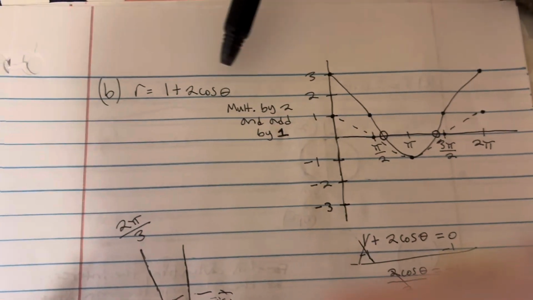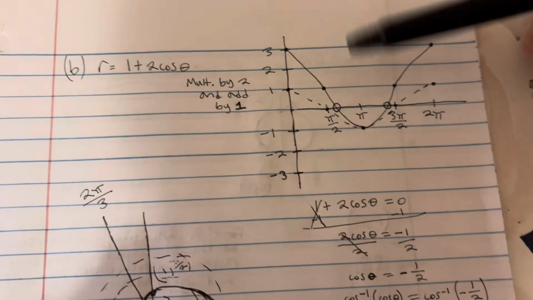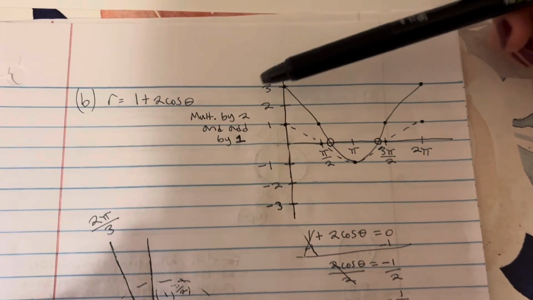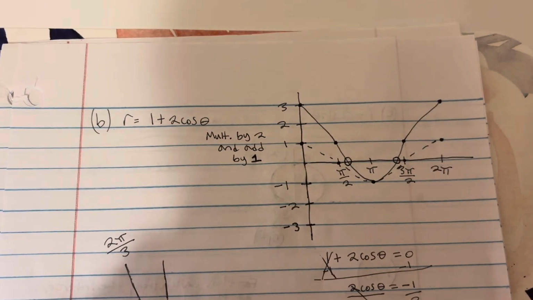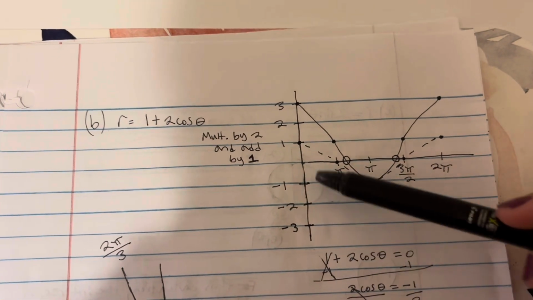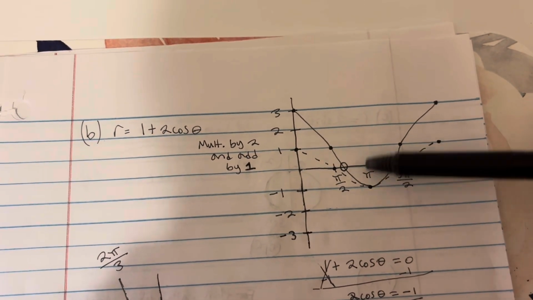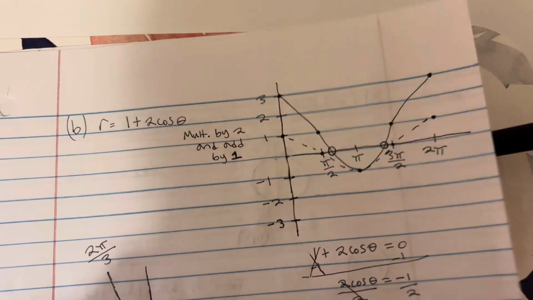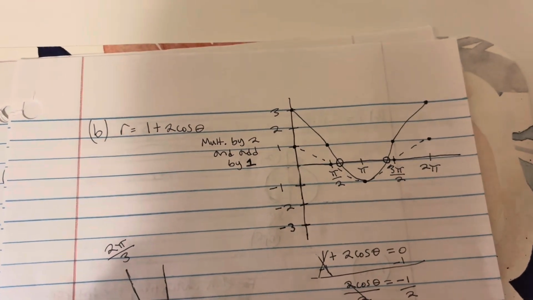So for B, which is r equals 1 plus 2 cosine theta, what's happening here is that I like to draw again my typical cosine graph in the dashed. And so we're multiplying by 2 and adding 1 to each of these points on the dashed cosine original graph. And so we end up getting, at 0, we have a 3 radius, pi over 2 has a 1 radius, pi has a negative 1 radius, 3 pi over 2 has a 1 radius, and 2 pi has a 3 radius. And so these points tell you where the radii are for each.